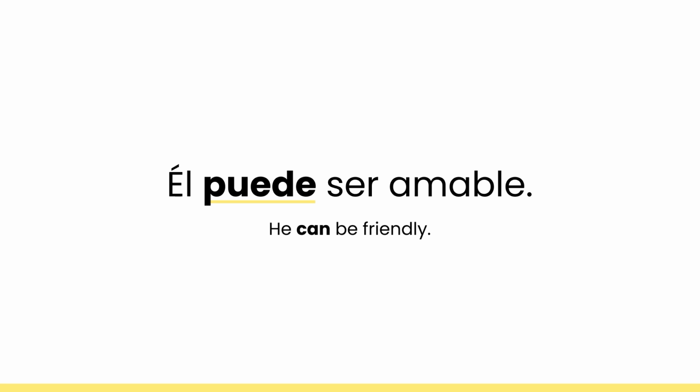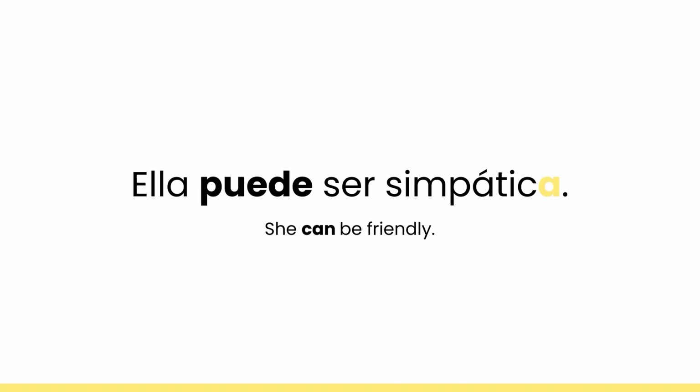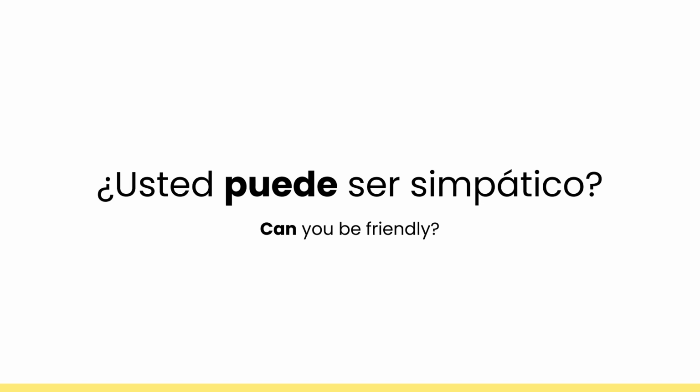Él puede ser amable. Or Ella puede ser simpática. Simpático is another word that we can use to say friendly. So ella puede ser amable or ella puede ser simpática with the a at the end because we're talking about ella. Or if you want to turn it into a sentence, you could say ¿Usted puede ser simpático? Can you be friendly?